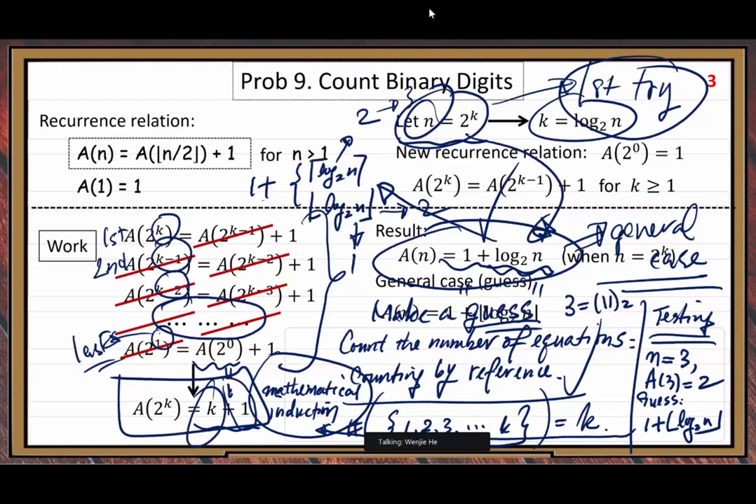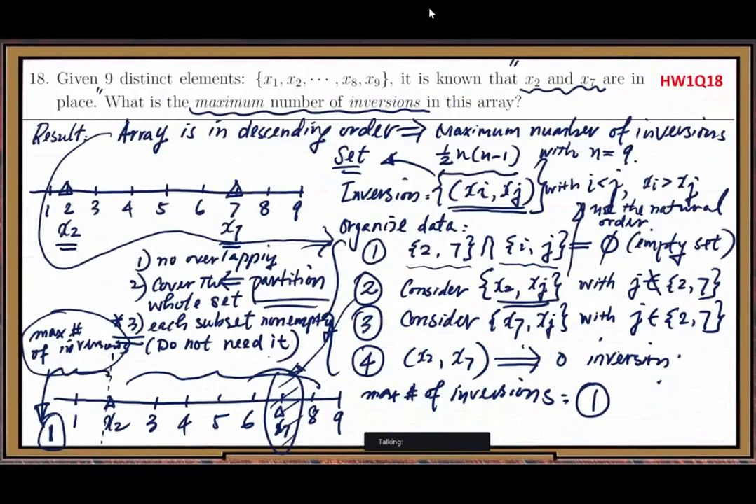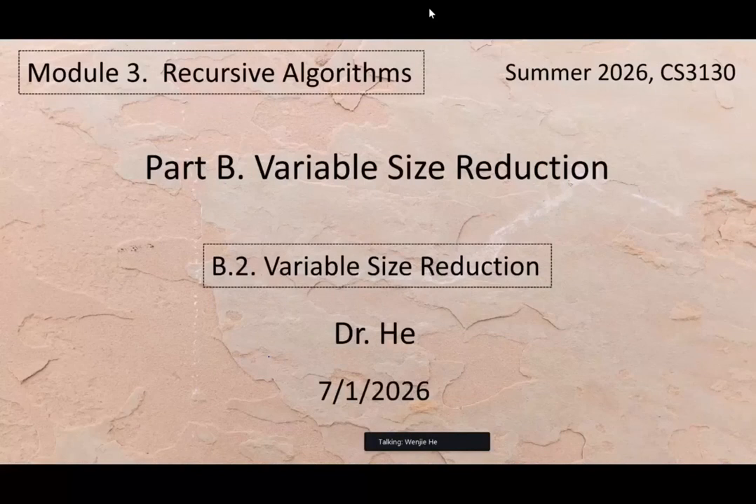Try to learn the problem-solving strategies from this question. We finished this topic. Next one, B.2, variable size reduction.